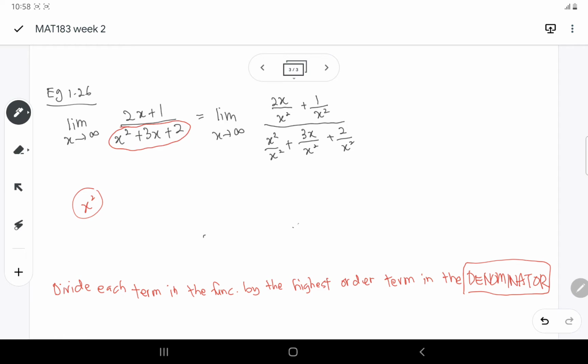Okay, if your highest order term in the denominator is x to the power of 3, x cubed, you need to divide each term in the function by x cubed. So this function will become the limit as x tends to infinity. Okay, we need to simplify all of these terms: 2 over x, 1 over x squared, 1 plus 3 over x plus 2 over x squared.